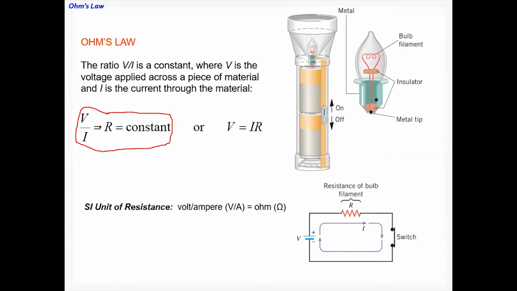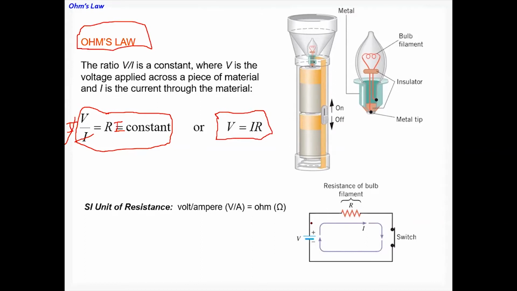So how can you write this one here? If I multiply both sides by I, what do I get? On the right hand side you have R times I. On the left hand side, because you are multiplying both sides by I, this I and I cancel out, so V equals IR. This relation is called Ohm's law.